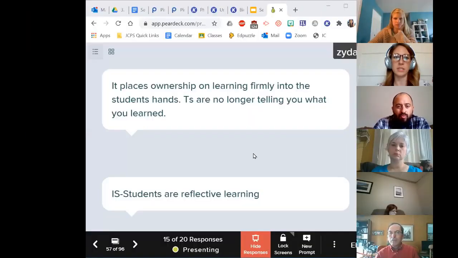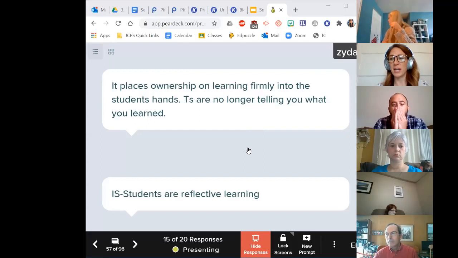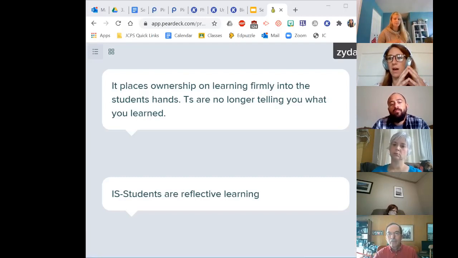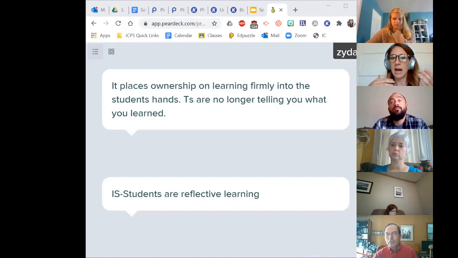I want to share again because I have comments that I think are really important to discuss. So, places ownership on learning firmly into the students' hands. Teachers are no longer telling you what you learned, which is difficult for students because they are used to being told what they should know and what they should have learned and what they should do. And so I want to think back to the first session in this series where we talked about getting students to communicate in scientific ways, and getting them to be comfortable sharing their thoughts and ideas, because that means that they're getting comfortable thinking for themselves.